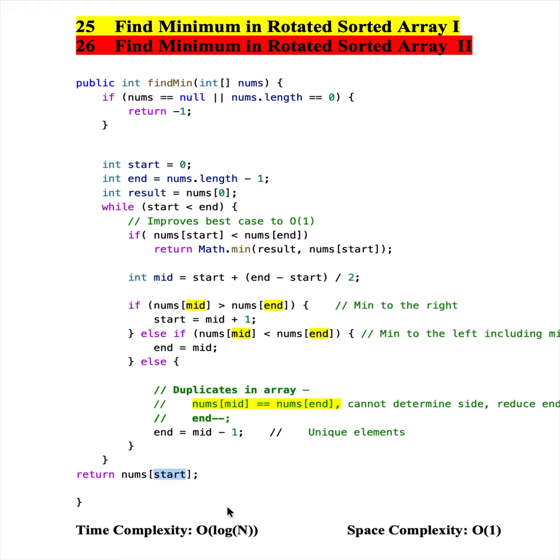As it is binary search, we are cutting down half of the elements of the input, so the time complexity is O of log n, and no extra space is used, so space complexity is O of 1.